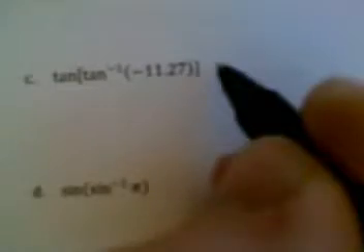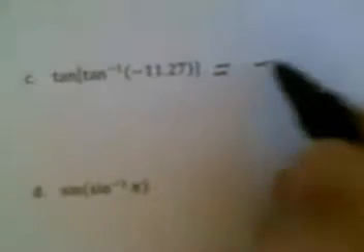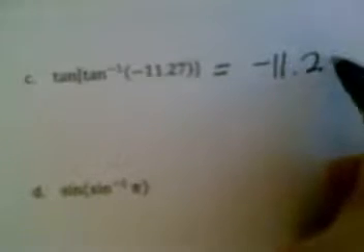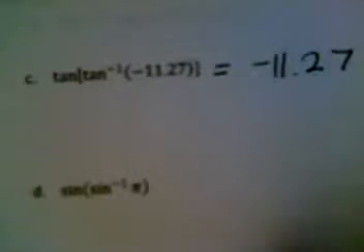We have tangent of tangent inverse of -11.27. Now the question I've got to ask myself again is, what values can go into the tangent inverse? Well, the tangent inverse function actually takes in any value. If that's the case, that means it's going to spit back an angle measure. The tangent of that is going to invert that back to -11.27. Okay, negative of that.